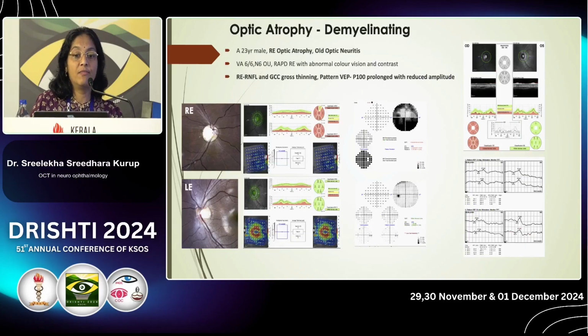This is a case of a male patient with old demyelinating optic neuritis with optic atrophy in the right eye, showing diffuse thinning of the RNFL and grossly depressed fields as well as GCL thinning.